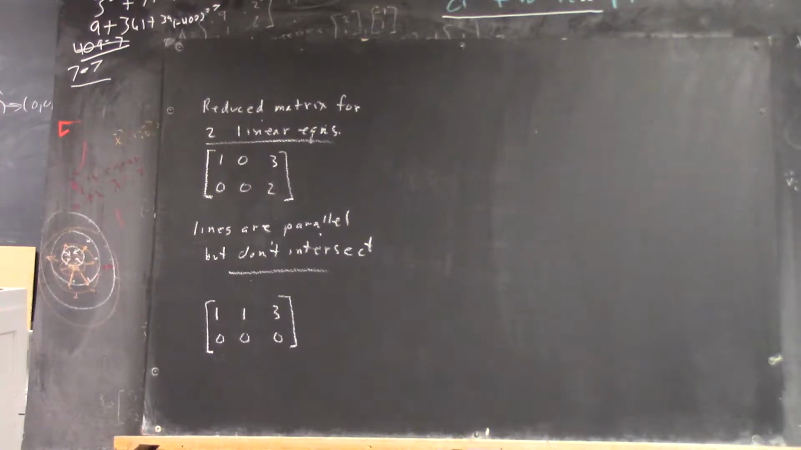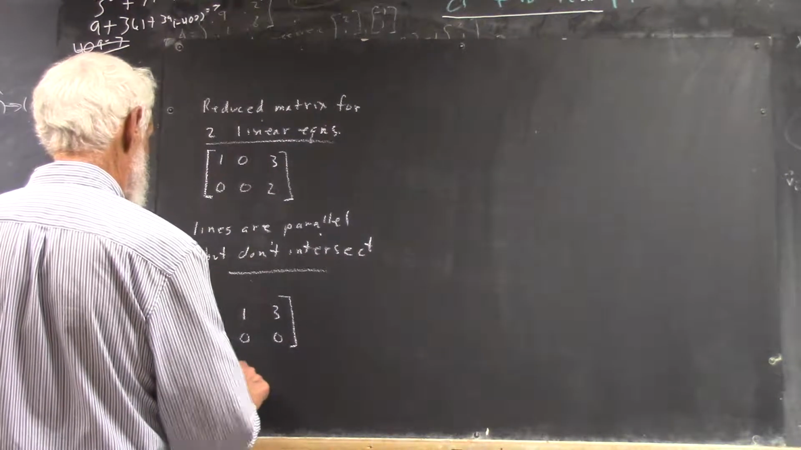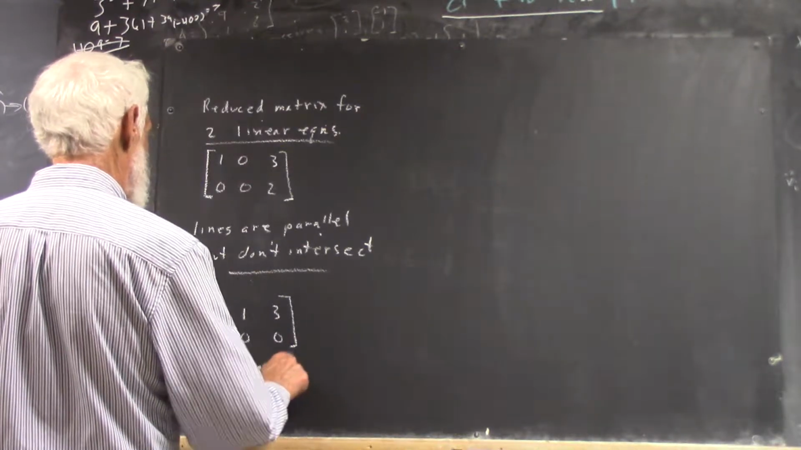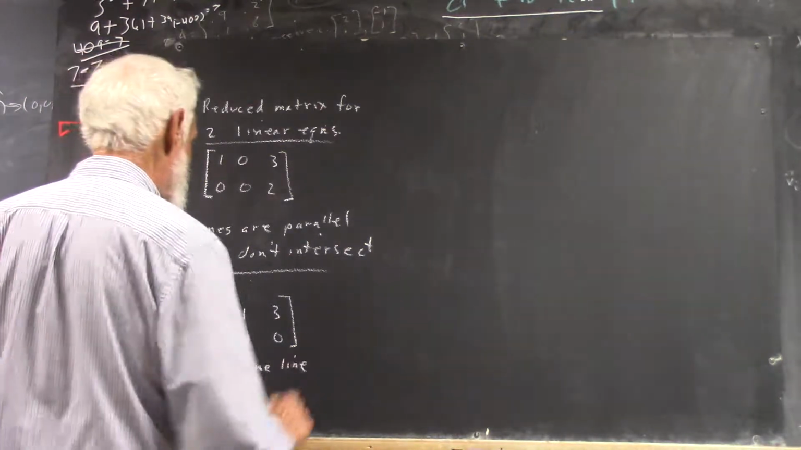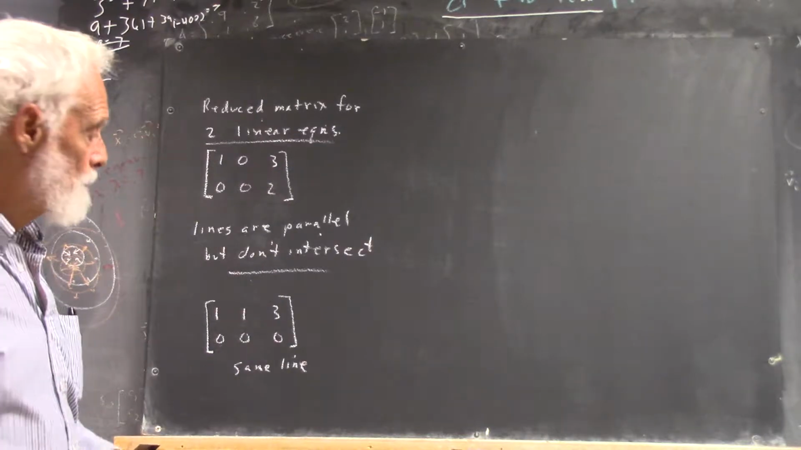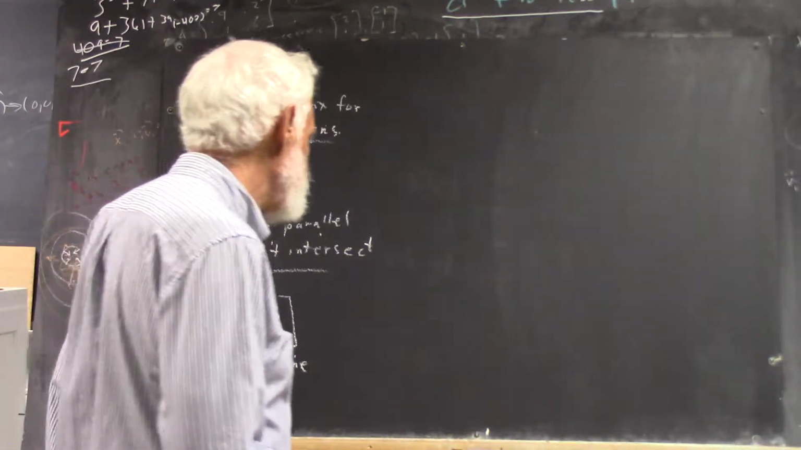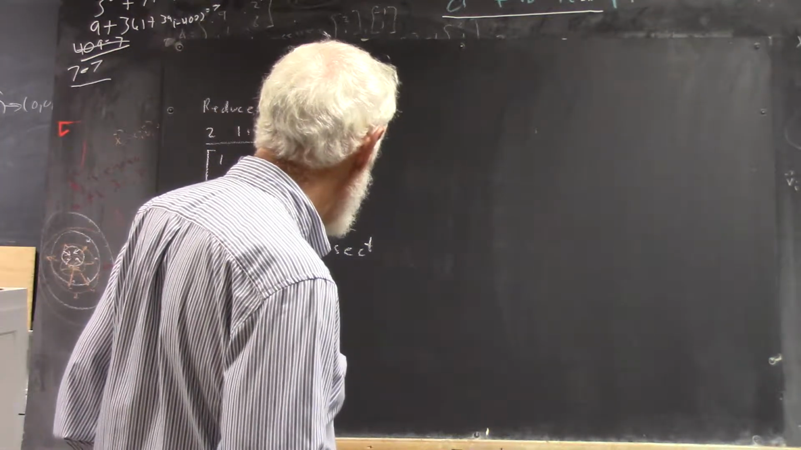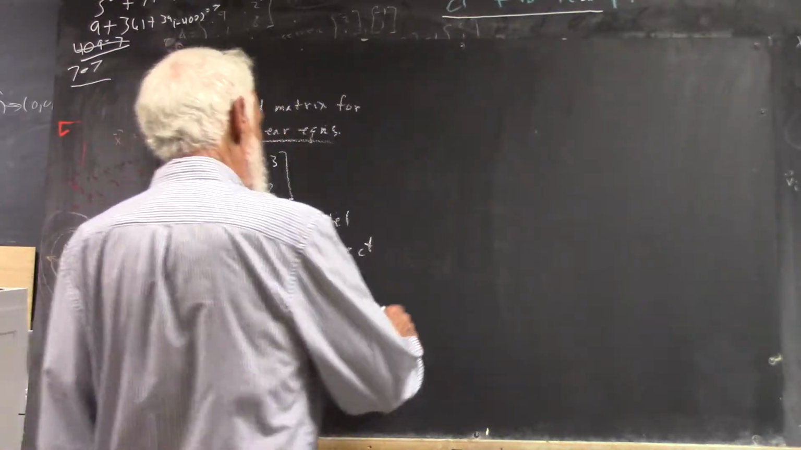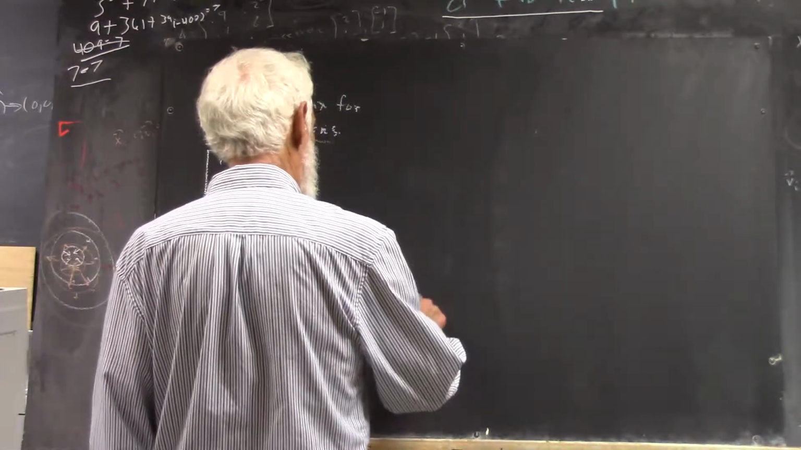What's this mean? Equations are on top of each other. Yeah, they're the same line. Okay? So you might think about what this could mean.